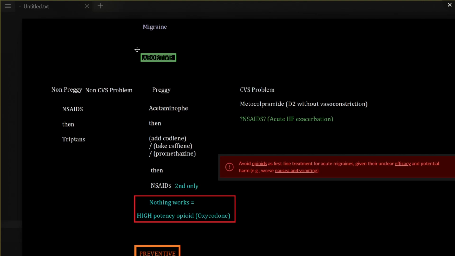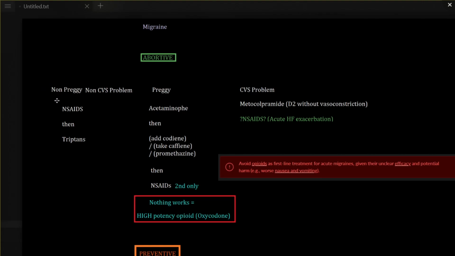The abortive stage, as I said, in which the patient is having acute symptoms right now. Let's categorize the patients into three groups. The first group is patients who are non-pregnant and do not have any cardiovascular problems. The second is patients who are pregnant. The third is patients who have cardiovascular problems. So I'm going to start with normal patients, or patients who do not have any other condition in addition to their migraine.